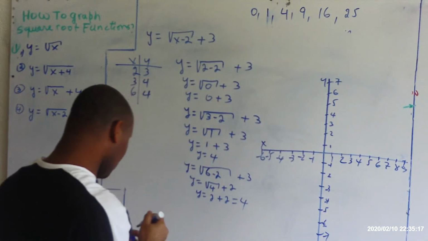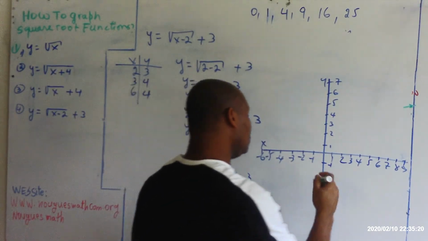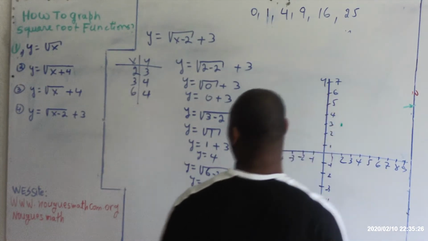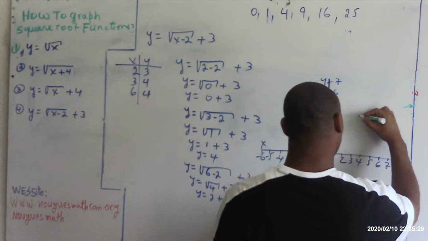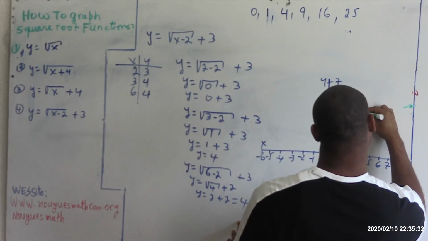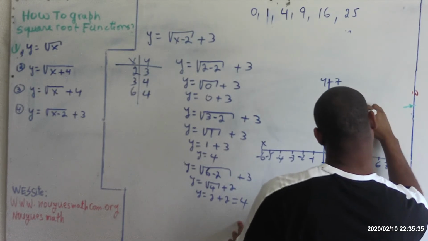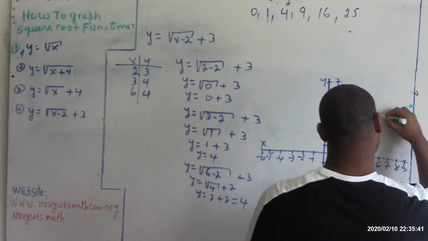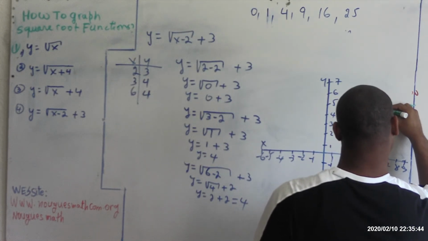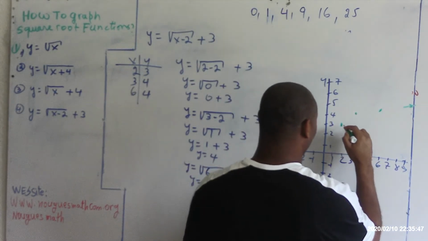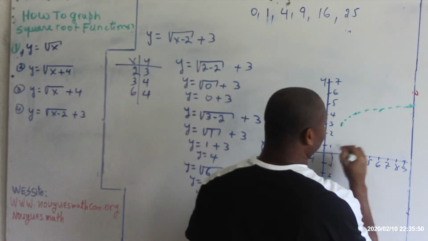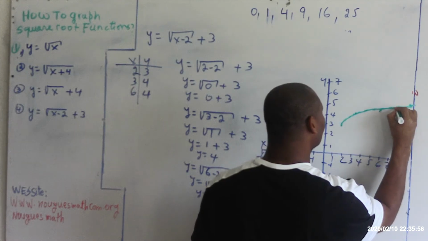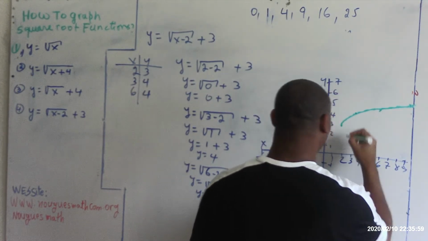Okay, so we're going to plot these points. So 2, 3, right here. Then 3, 4, right here. And 6, 4, right here. So now, perfect. That's a very nice graph. Perfect. Okay.